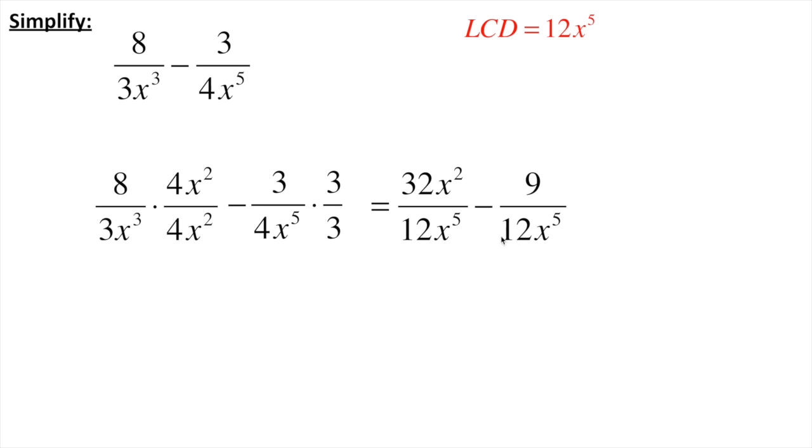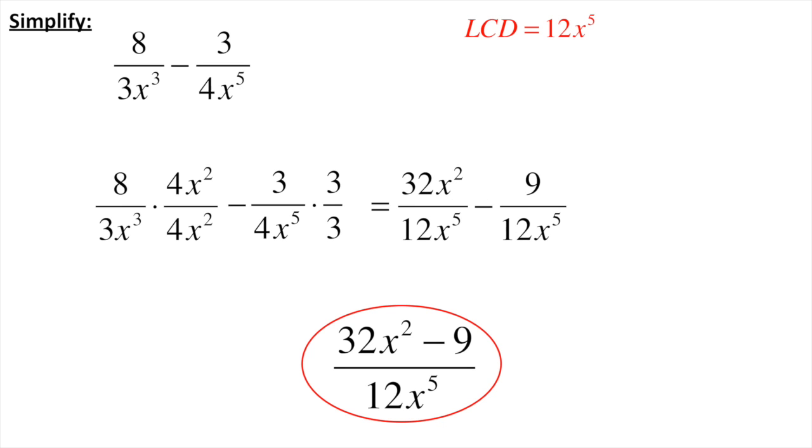Now that we have the same denominator, that was the hard part. Now it's pretty easy. All we're going to do is combine the numerator, combine what's on top. So I've got 32x squared minus 9. That is my final answer here.